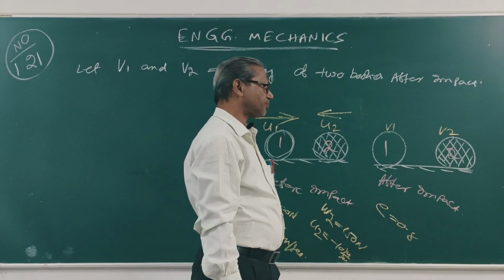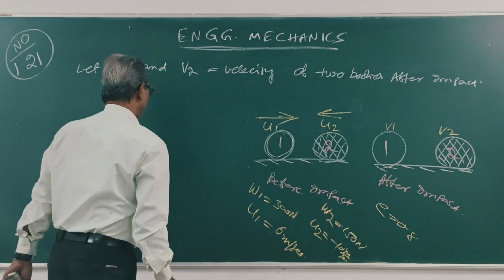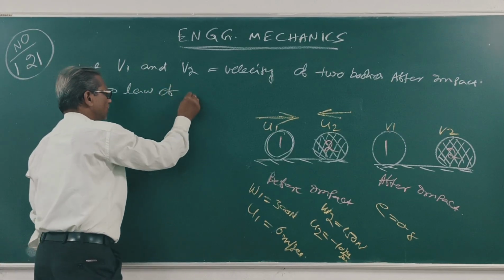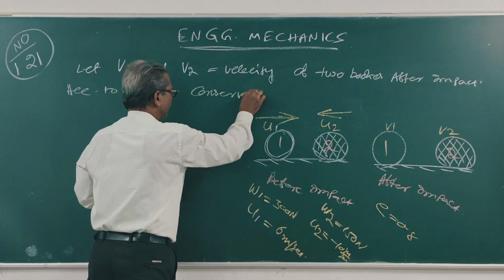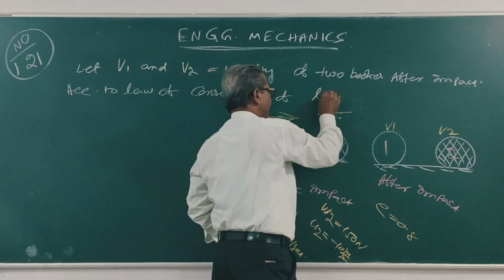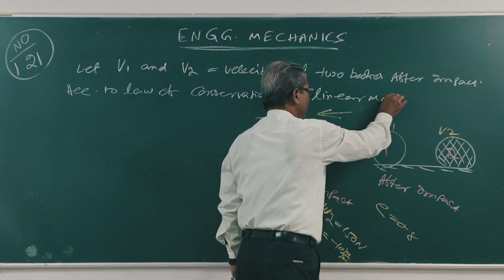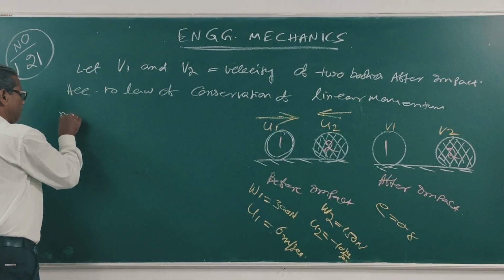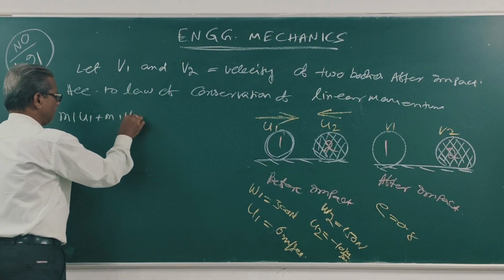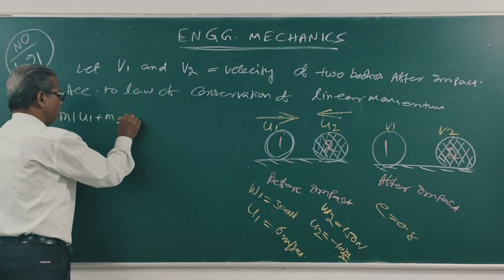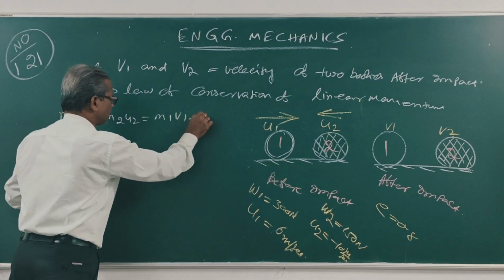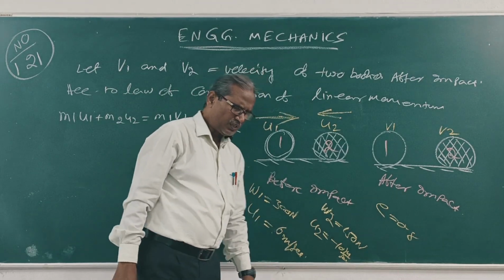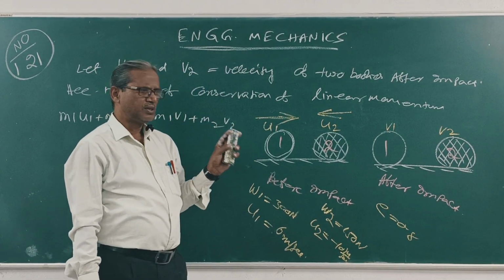Now, according to the law of conservation of linear momentum, what is the law? M1 U1 plus M2 U2 is equal to M1 V1 plus M2 V2. Clear? This is the law of conservation of linear momentum.